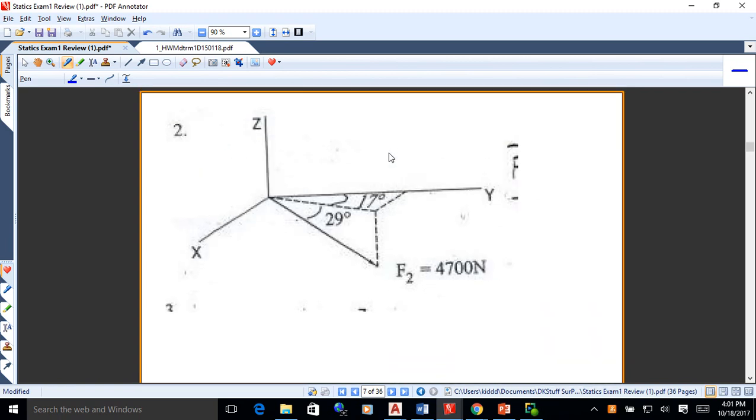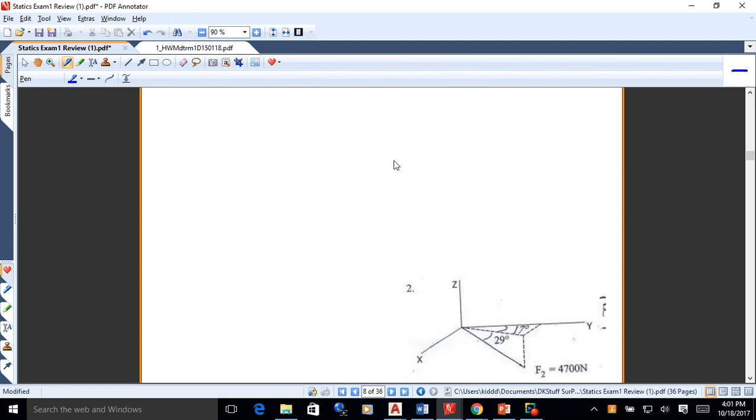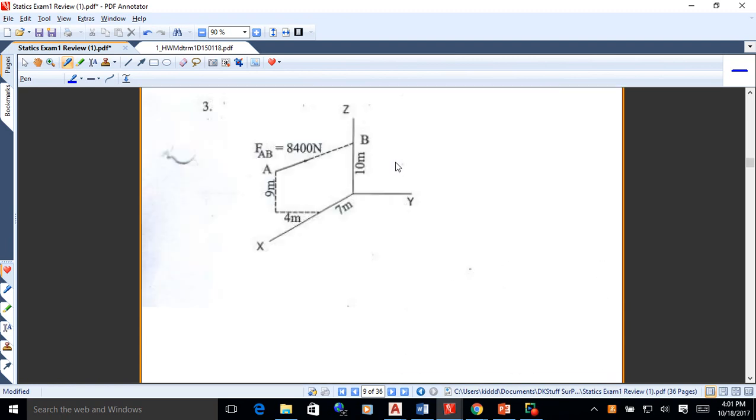Here we have a double projection there, so that's one you might practice on. Okay, here we have a force vector from A to B. So you'll need that position vector from A to B, the unit vector from A to B, and then scale it up by a magnitude of 8,400 newtons.